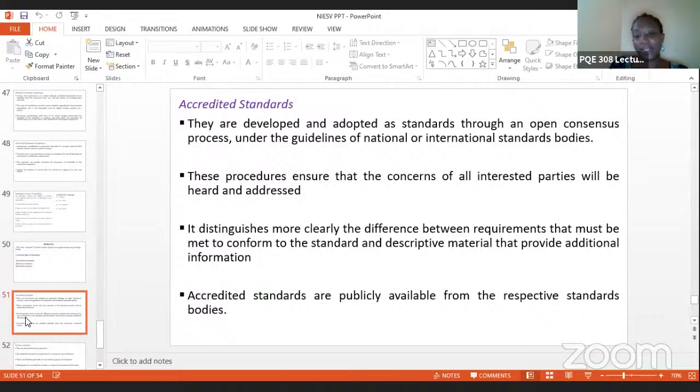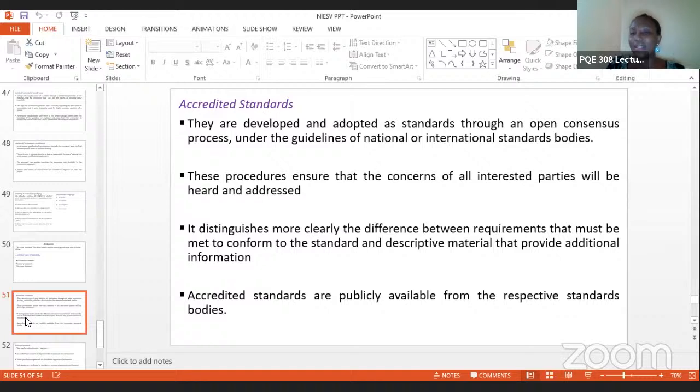So the accredited standards that we're talking about are developed and adopted as standards through an open consensus process, a general agreement, that is a consensus. An agreement was reached between stakeholders, between different concerned parties. This type of standard is clear. For example, we have accredited institutions managed by NUC, the accredited national body in charge of institutions. We have accredited drugs: when we are talking about NAFDAC, they are in charge of drugs. And we have accredited products or goods too, when you are talking about SON and all other accredited national bodies in charge of monitoring standards of different things.